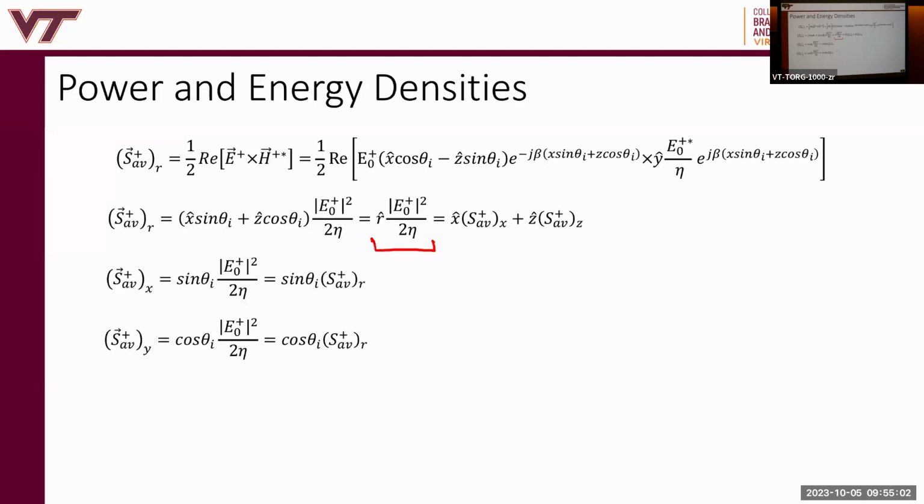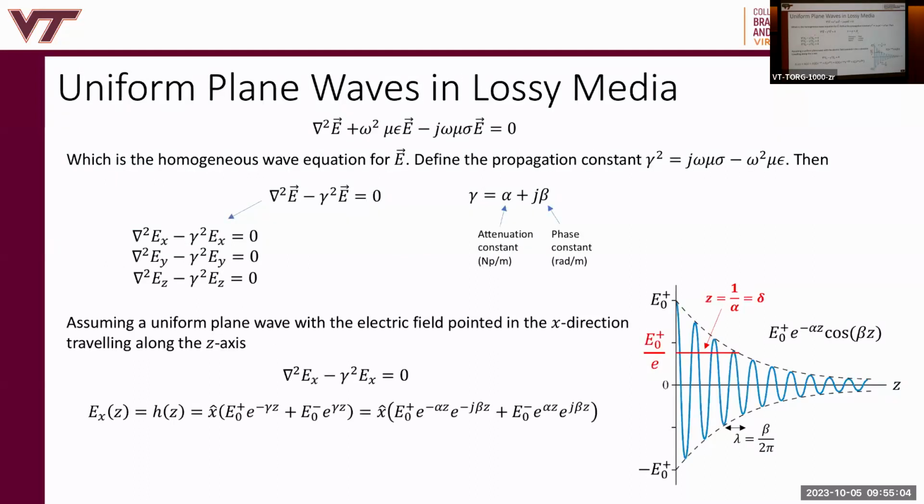All right, good. So those are just ways to describe the different properties of plane waves in TEM or plane waves that are traveling at angles with respect to the coordinate system. Now we're going to study what happens when we have plane waves traveling in lossy media.